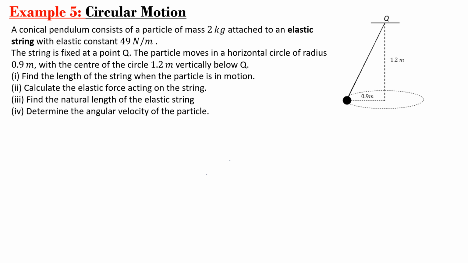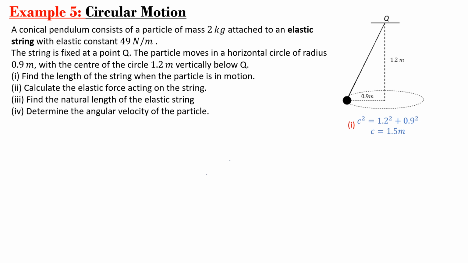So we're told that the conical pendulum consists of a particle of mass 2 kg attached to an elastic string with elastic constant 49 Newton per meter. The string is fixed to a point Q and the particle moves in a horizontal circle of radius 0.9 meters with the center of the circle 1.2 meters vertically below Q. So here, the first thing we're asked to do is to find the length of the string when the particle is in motion. So here we work through a little bit of Pythagoras.